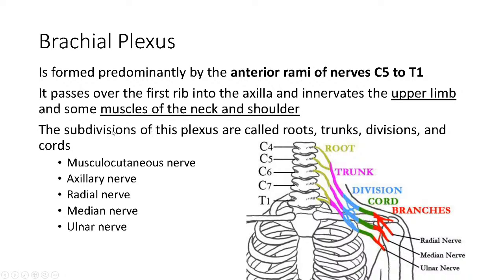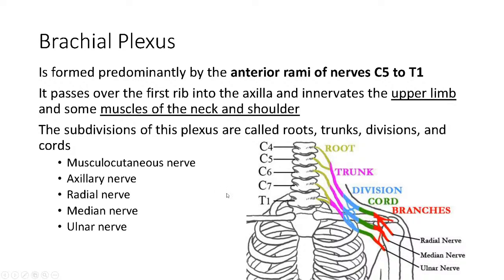All right, so the subdivisions of this plexus are called roots, trunks, divisions, and cords, and you can see that here. We have the nerve roots leading to the trunks, and then divisions where we have some crossover between the nerves. Then finally we have the cords, and then lastly branches, which are going to lead to the main brachial nerves. You have the radial, median, and ulnar nerves. And remember, the ulnar nerve's the one you hit with the funny bone injury.